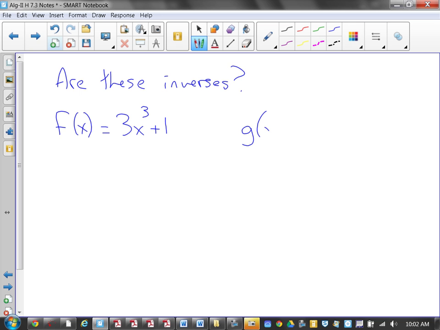Chocolate just disappeared. Come on, guys. Is there any trick to just tell right off the bat? Not really, unless you could graph them. Sometimes you can graph. If they were graphs, would they go in opposite directions? Not necessarily. Never mind.